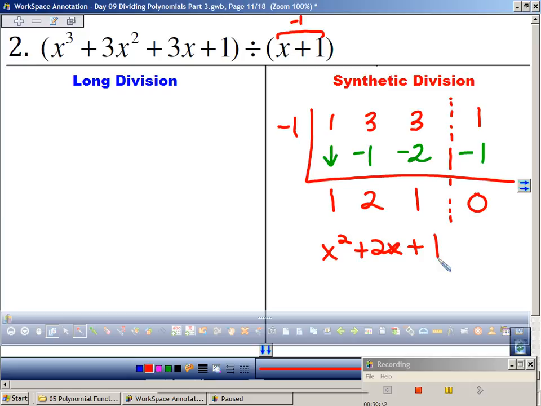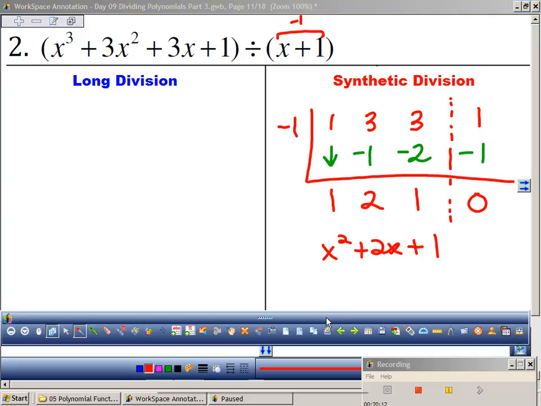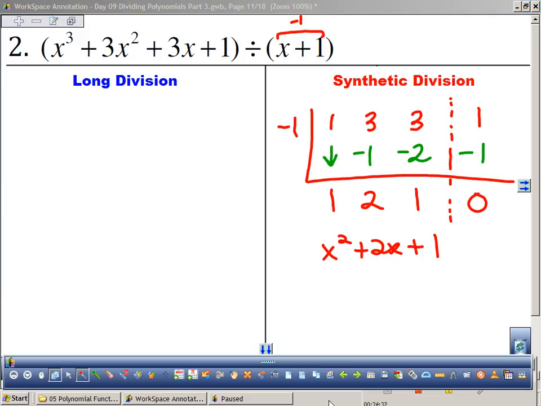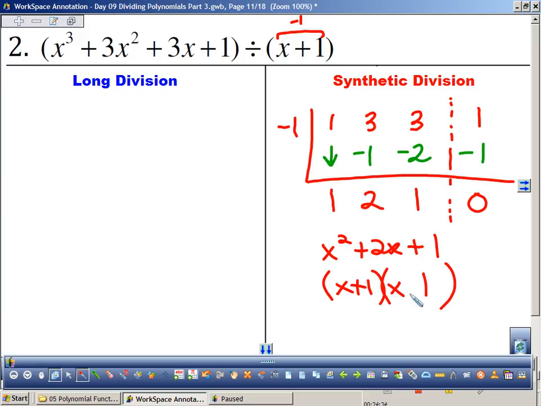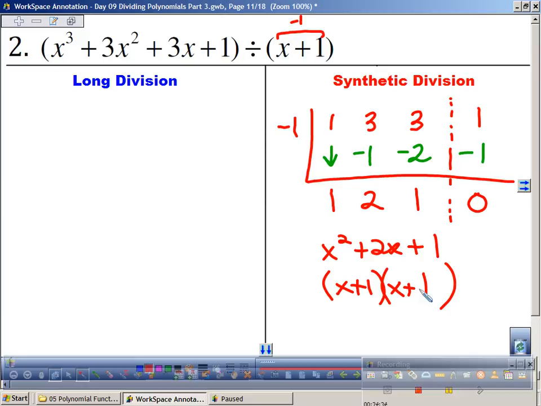Does anybody see it? You have 2 of them. You have 2 of what? A double root? You actually have a triple root. x, x, 1, and 1. Isn't that x plus 1, x plus 1? Don't we also have an x plus 1 here?